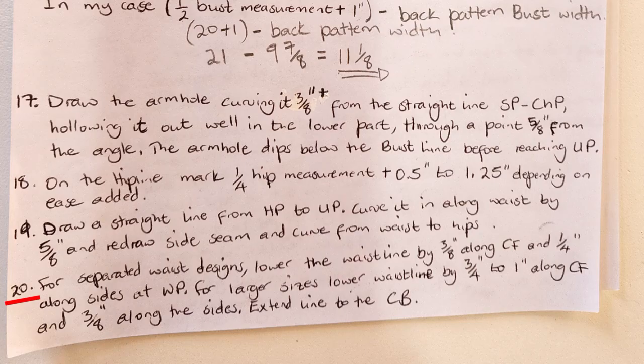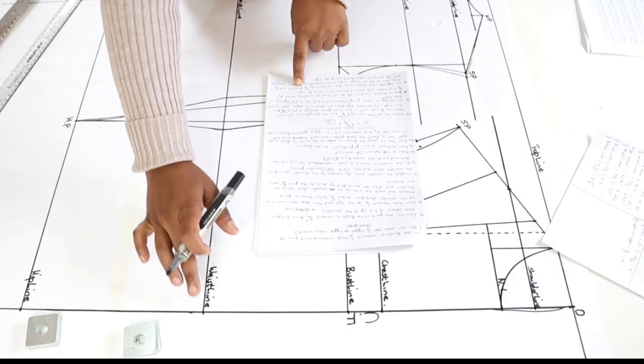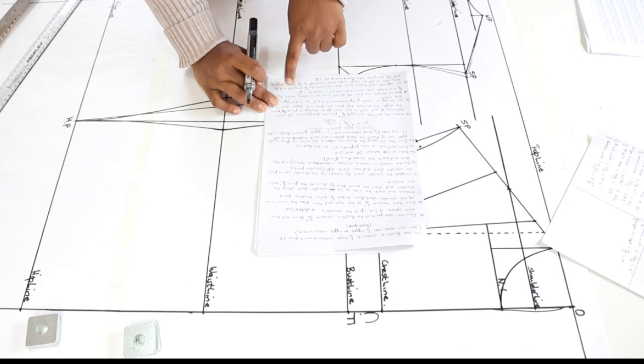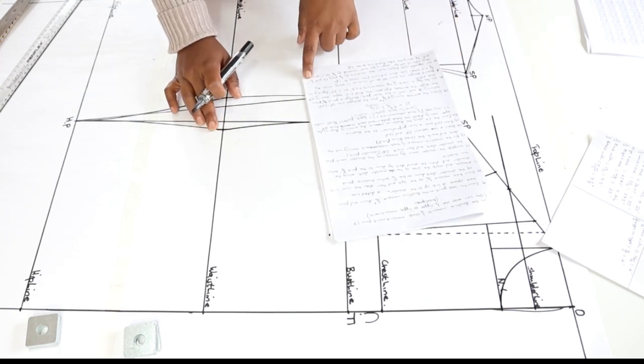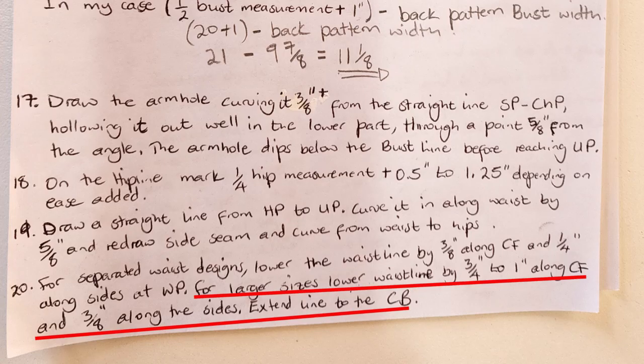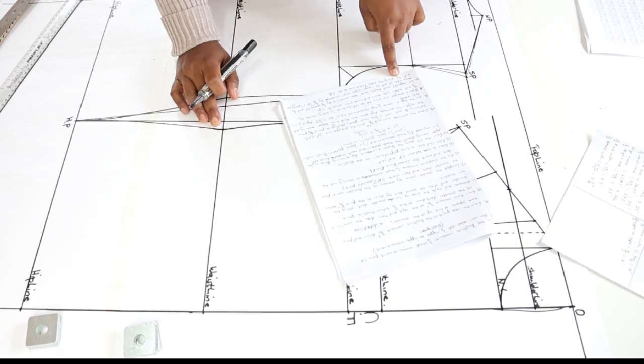And then next it says for separated waist designs, that is the designs which are going to have a seam on the waistline, you are going to lower the waistline by 3/8 of an inch along the center front, and along the sides, you are going to lower it by 1/4 of an inch. For larger sizes, you are going to lower the waistline by 3/8 of an inch up to 1 inch along the center front, and then along the side you lower it by 3/8 of an inch.